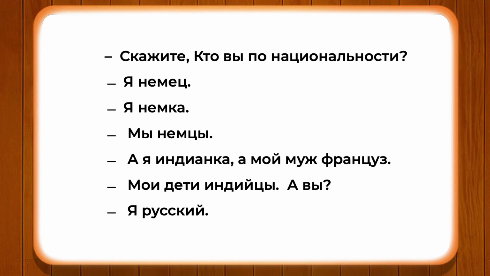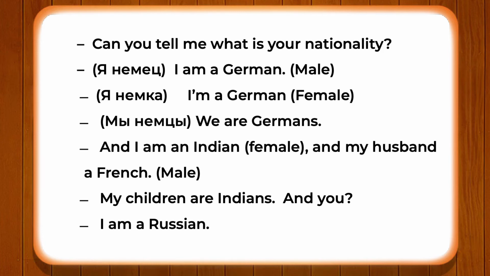Can you tell me what is your nationality? I'm a German, when it is a male: Я немец. I'm a German, when it's a female: Я немка. We are Germans: Мы немцы. And I am Indian, when it is a female, Indianka. And my husband is French, Francouz, for a male. My children are Indians. And you? I'm a Russian.